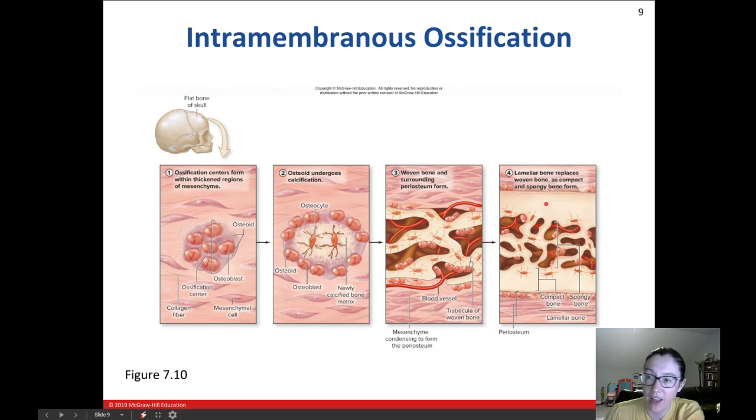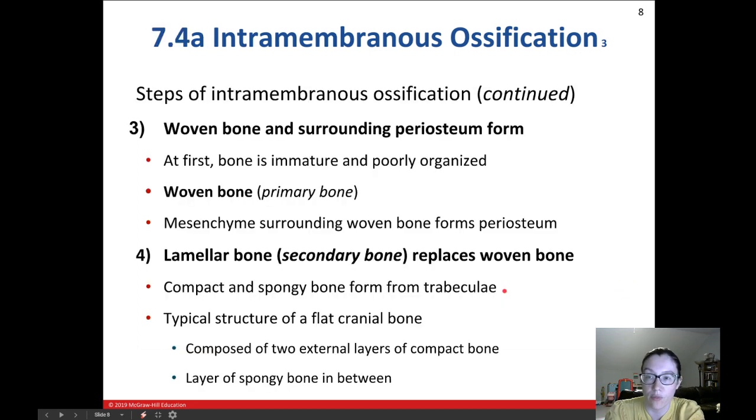Now finally we have our lamellar bone that replaces woven bone. Lamellar bone is like the compact bone that has the concentric lamella and the interstitial lamella and the internal and external circumferential lamella, and then the spongy bone, remember, has the parallel lamella. So lamellar bone is that more mature bone, the spongy bone on the inside and the compact bone on the outside that consists of those different layers of bone. And they're going to form from those original trabeculae of that woven bone.